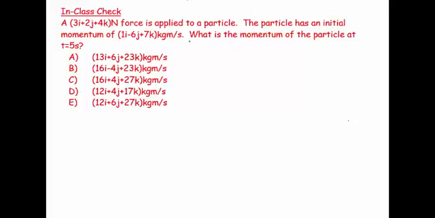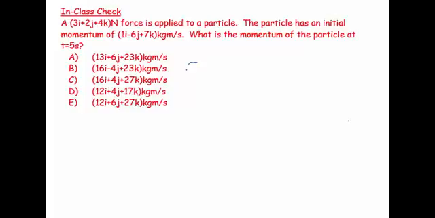Welcome. This question says a 3i plus 2j plus 4k Newton force, that's a three-dimensional force, is applied to a particle. The particle has an initial momentum of 1i minus 6j plus 7k kilogram meters per second. So that's its momentum at time t equals 0. What is the momentum of the particle at time t equals 5?